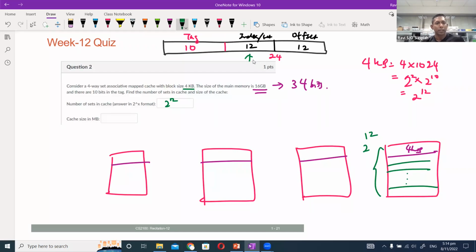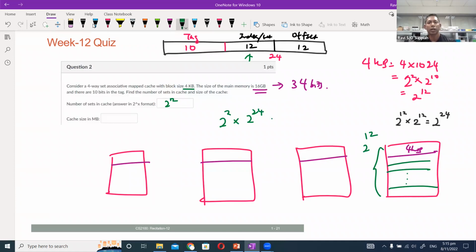Now, what is the total size? For the total size, you first calculate 1 one-way cache. So 4 kilobyte is 2 to the power of 12, multiplied by how many lines? 2 to the power of 12 lines, which will be 2 to the power of 24. And I have 4 of these, correct? So 4 of these would be 2 to the power of 2 times 2 to the power of 24.